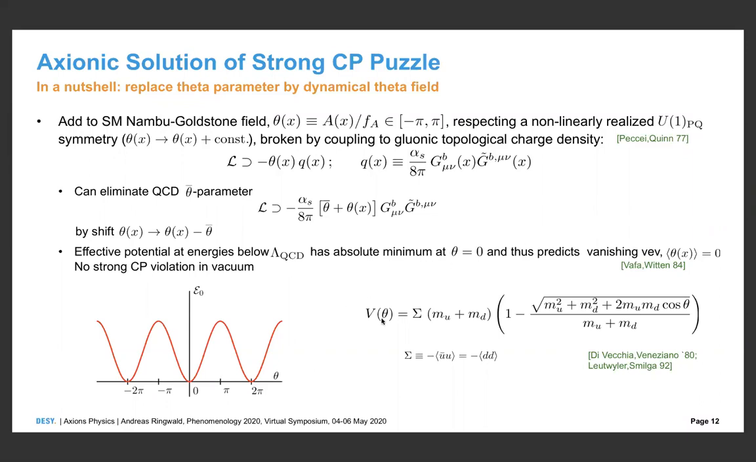And so this potential can even be calculated in chiral perturbation theory. You see below on this slide the dependence of the potential of the field on this theta parameter. It has an absolute minimum at 0, and therefore QCD would solve the strong CP problem itself if the theta parameter is replaced by this Nambu-Goldstone field.